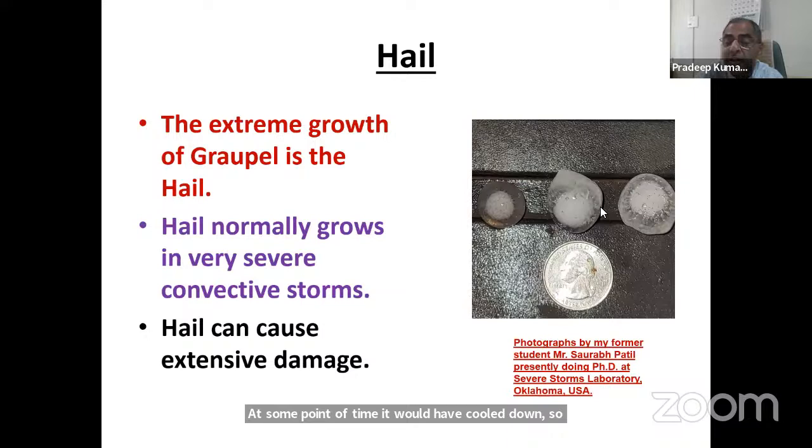So actually, you can cut it and see how the color shade is varying inside. And then you can see up to what diameter the growth of the hail was wet, and after that, how much the dry growth was. You can study that. Now, hail can cause extensive damage because, unlike snow, which is a collection of ice crystals, so its fall velocity is very small. But for hail, the velocity is very high, so it can cause extensive damage. And these are small hail because they're only the size of a coin. But hail as big as tennis balls can occur inside very severe convective storms.